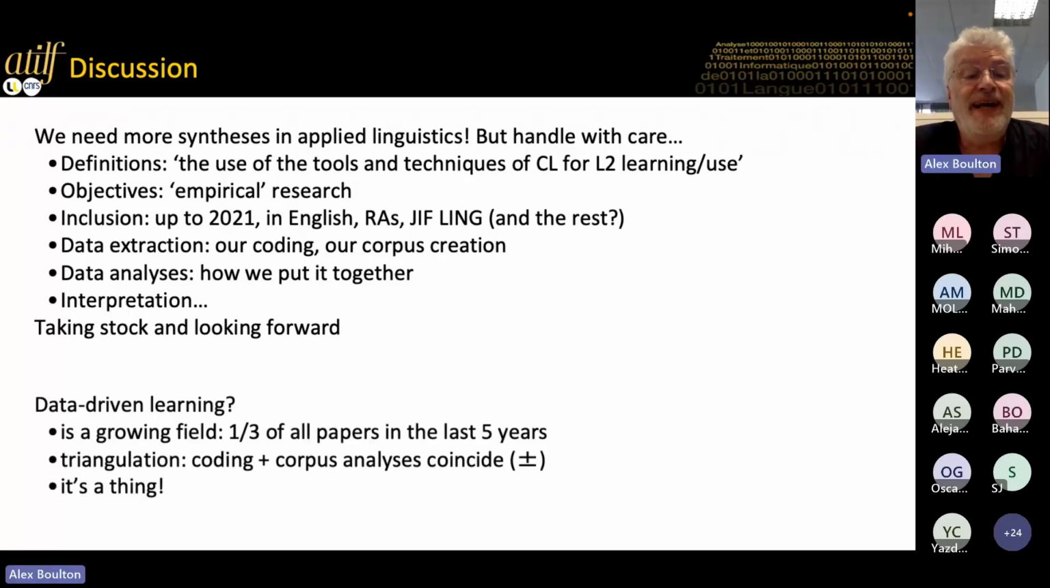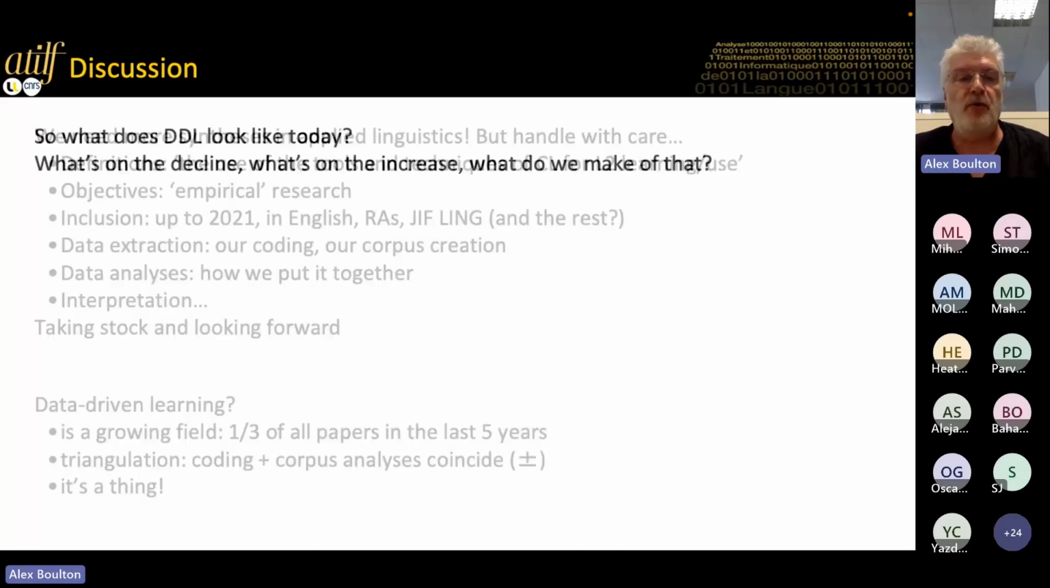Specifically on data-driven learning, it is a growing field. A third of all papers which correspond to our criteria were published in the last 5 years alone, well, 2017 to 21. Triangulation between the coding and the corpus analysis, they overlap, they coincide, they support each other, where they show similar things. And also the term DDL, it's a thing. Before there were lots of different terms, but now DDL is the term which dominates this field. So we can call it DDL and people will know what we mean.